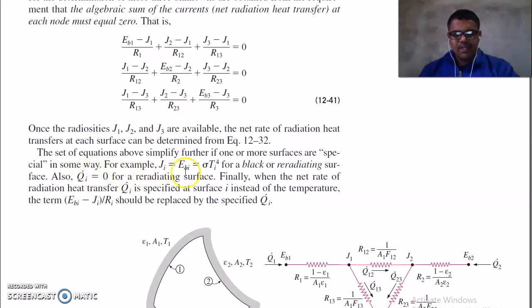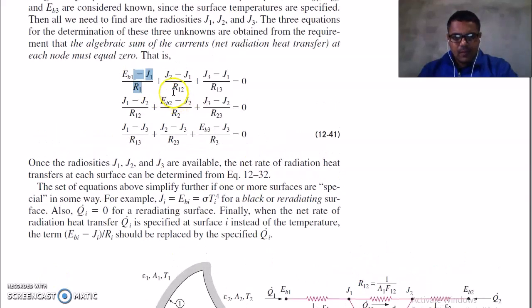For example, if J_i is equal to E_b, which is equal to sigma T to the power 4 for a black or re-radiating surface, and the heat transfer is equal to 0 for a re-radiating surface. Finally, when the net rate of radiation heat transfer is specified at a surface instead of the temperature, the term should be replaced by the specified Q_i, meaning you can replace this term with the heat transfer. Now you can solve these equations because the variables and equations are the same. If there are 3 unknowns, 3 variables, you can solve it.